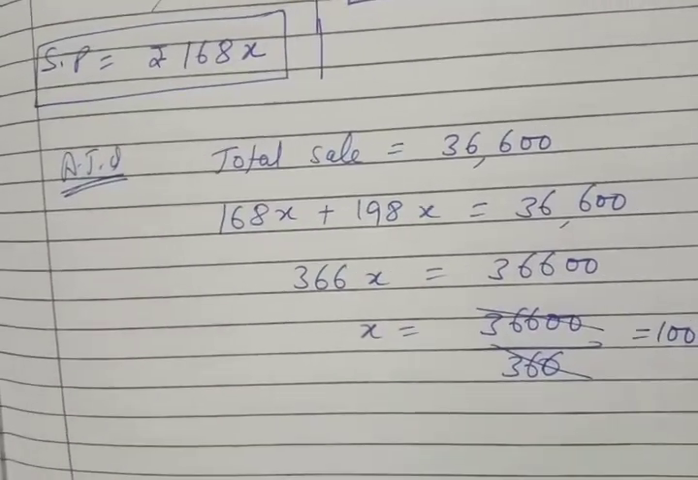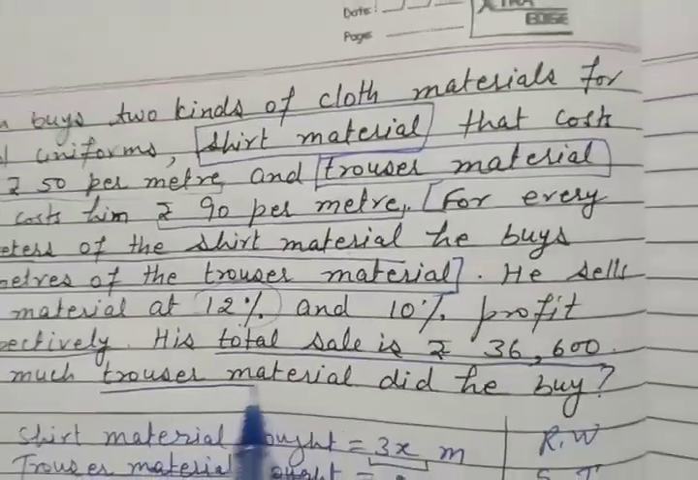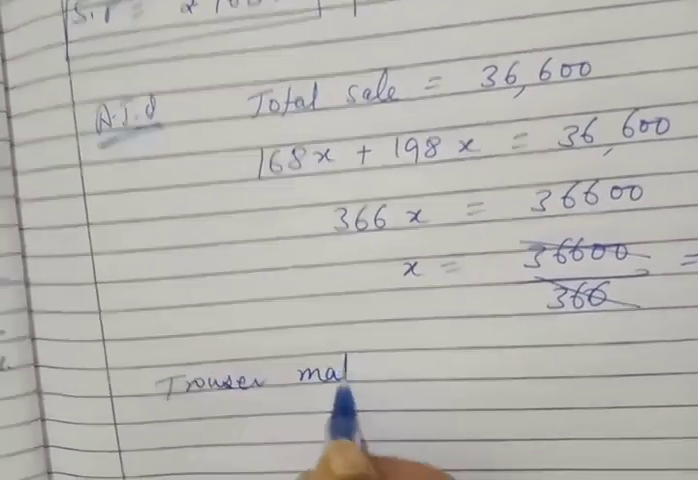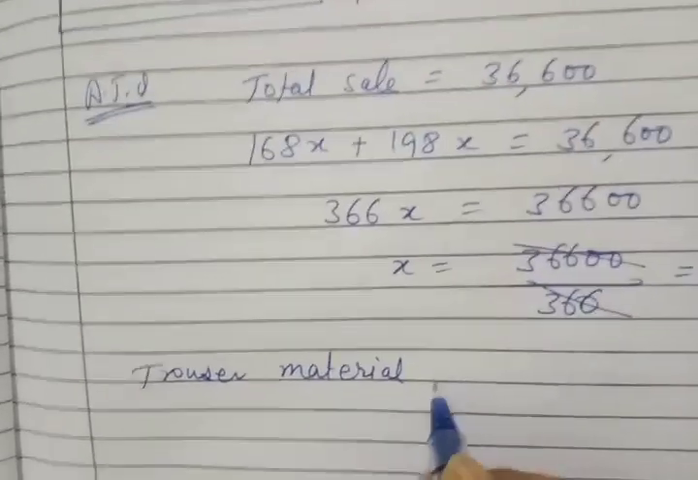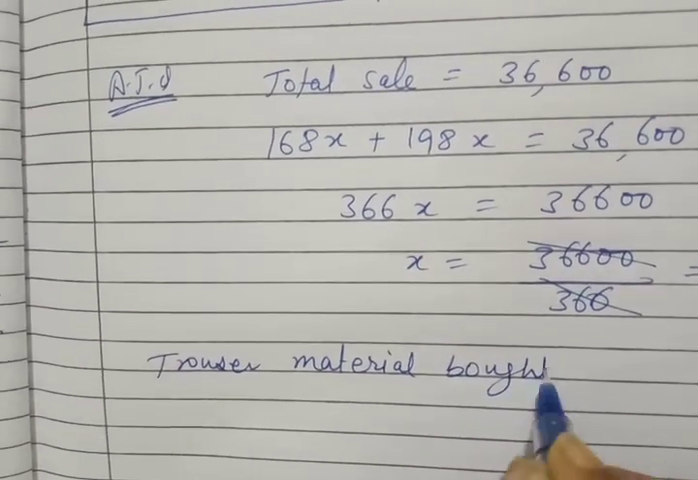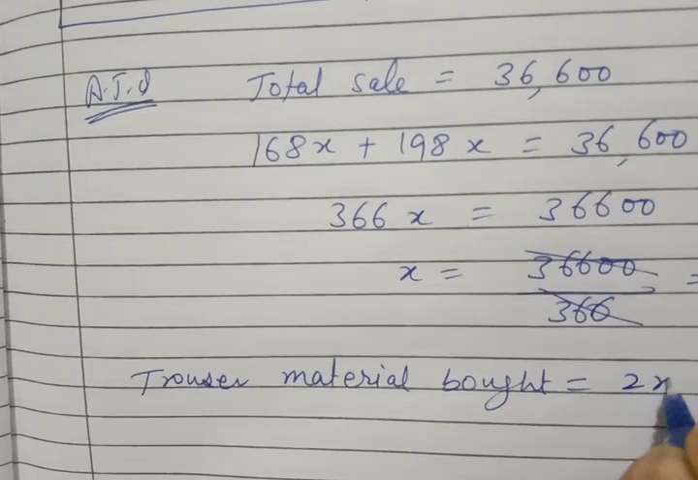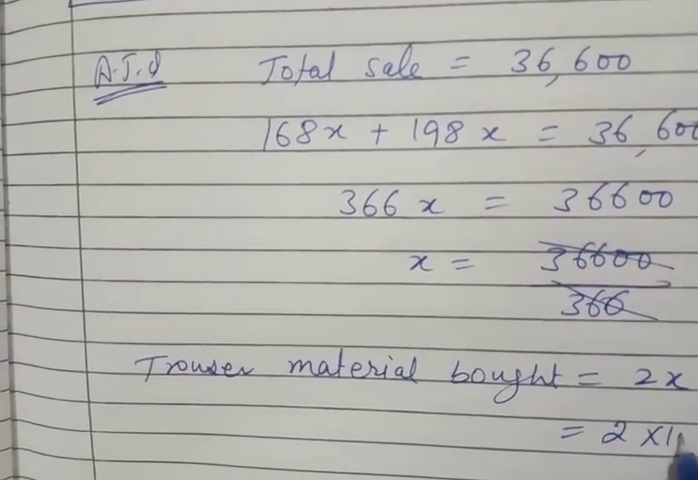The question asked only how much trouser material did he buy. So we will write trouser material bought is equal to 2x. It was x earlier, so it is 2 into 100, which is equal to 200.